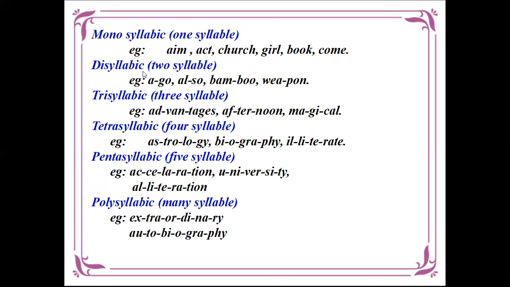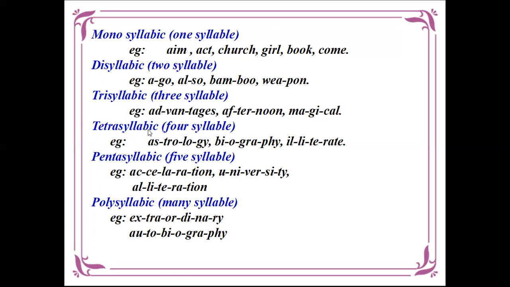Then disyllabic means two syllables. For example, ago, also, bamboo, weapon. So we are having two syllable words. These are all called disyllabic words. Next, trisyllabic. It has three syllables. For example, advantages, afternoon, magical. These are all called trisyllabic words.